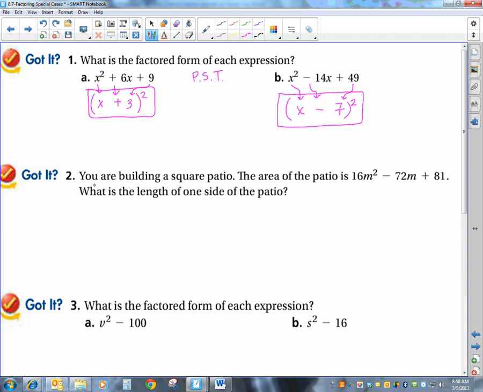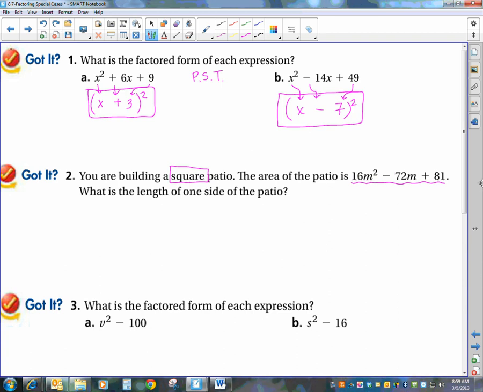Okay? You're building a square patio. The area of the patio is represented by this trinomial. Okay? The key word here is square. So that means this represents a square. What would be the length of one side?